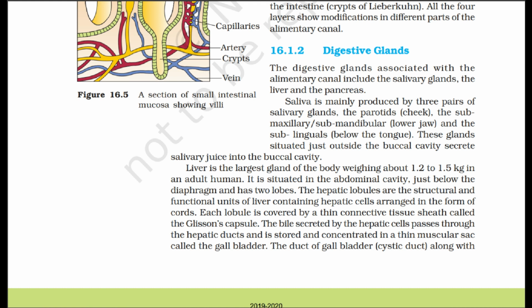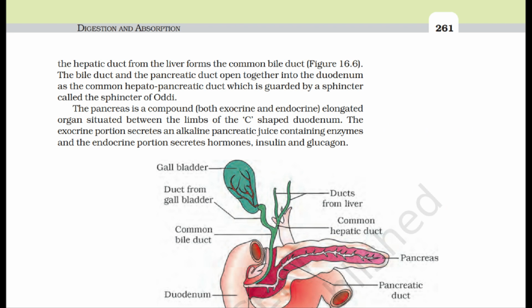The bile secreted by the hepatic cells passes through the hepatic ducts and is stored and concentrated in a thin muscular sac called the gallbladder. The duct of the gallbladder, the cystic duct, along with the hepatic duct from the liver, forms the common bile duct. The bile duct and the pancreatic duct open together into the duodenum as the common hepatopancreatic duct, which is guarded by a sphincter called the sphincter of Oddi.